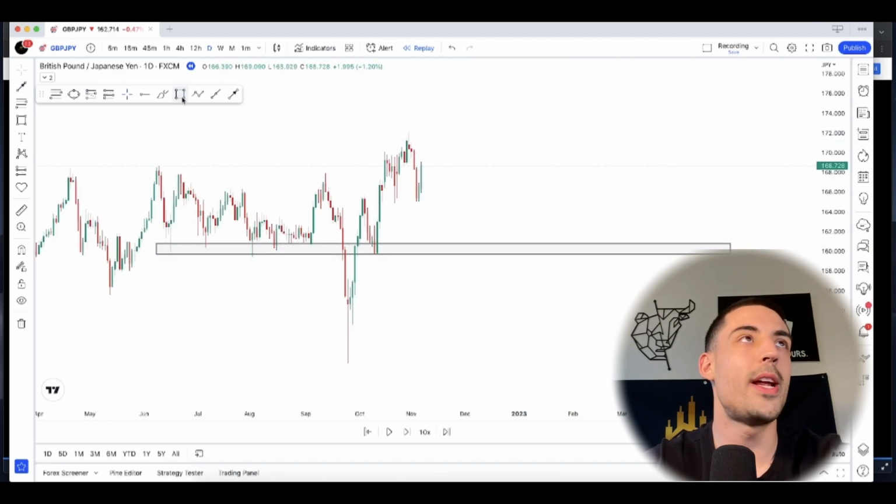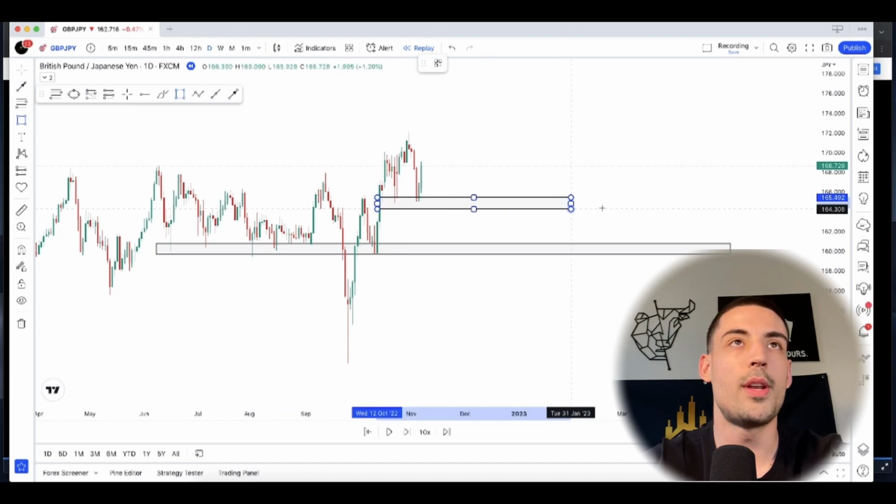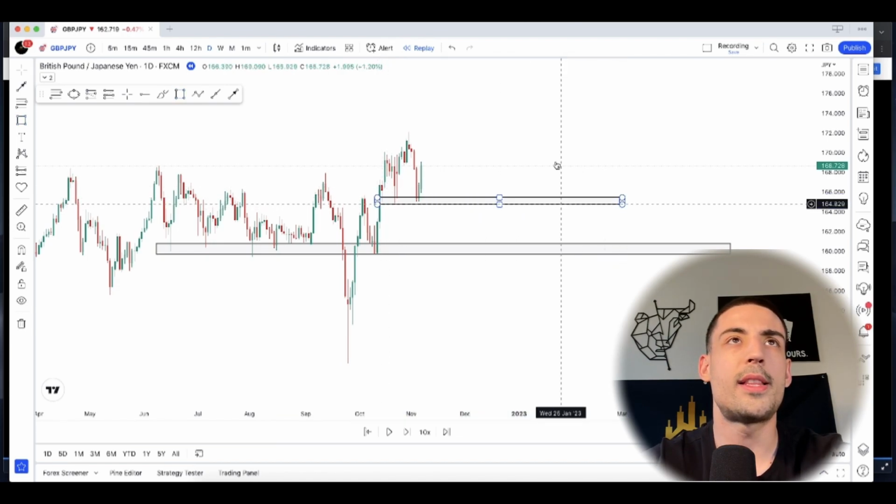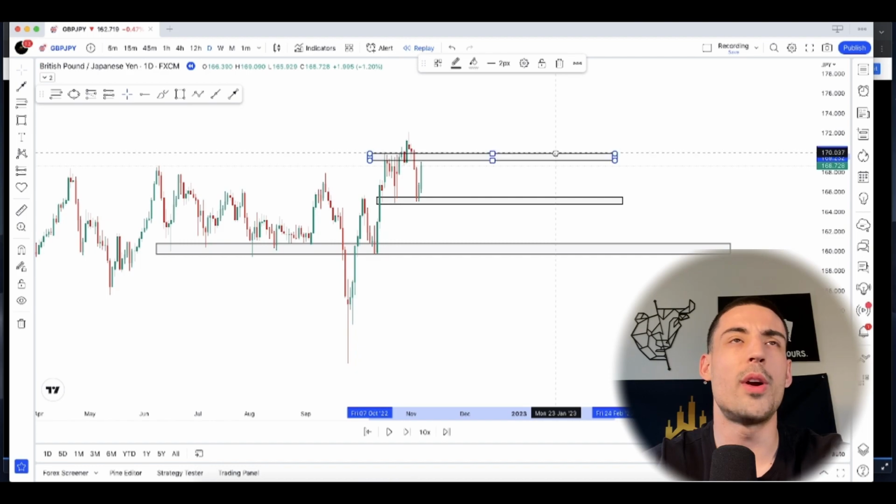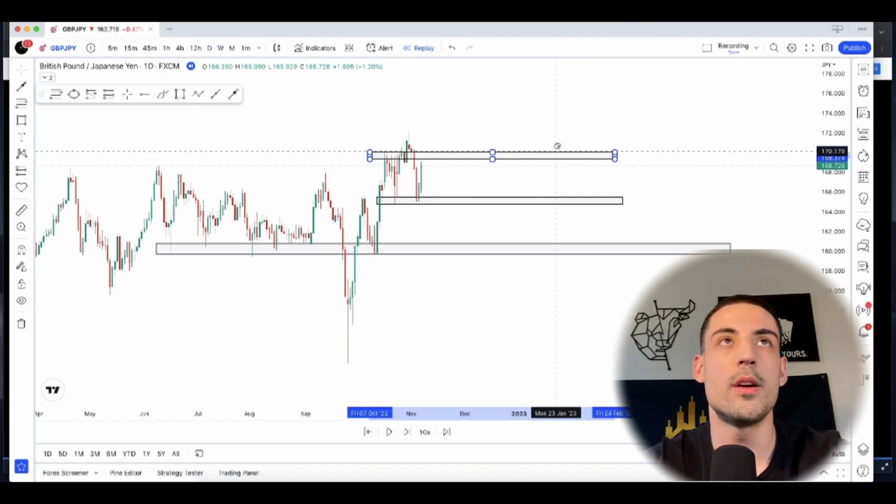So I like this zone right here. I also like this daily support zone down in here. And I like this other zone up in here. I'm not sure exactly where this zone is, if it's here, if it's here. So just for right now, we'll just place it right there.